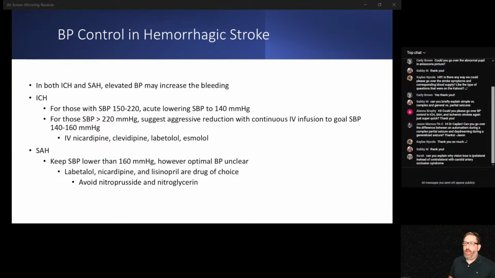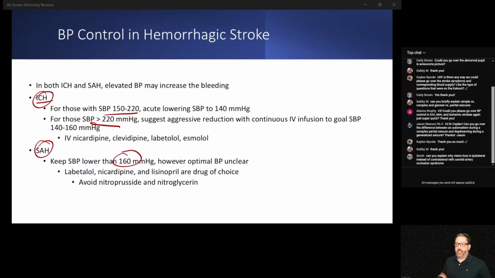So in a hemorrhagic stroke, okay, intracerebral hemorrhage, subarachnoid hemorrhage. Subarachnoid, you want to keep it below 160. With an intracerebral hemorrhage, 150 to 220, kind of watch, kind of leave them alone. When they start getting over 220, then you want to bring it down, but not so fast because you want to keep that perfusion pressure going.